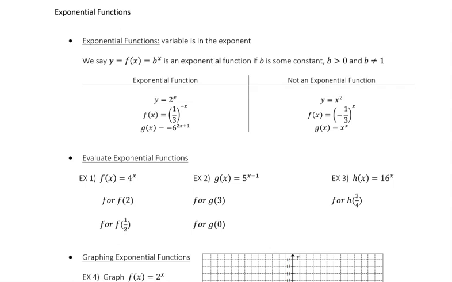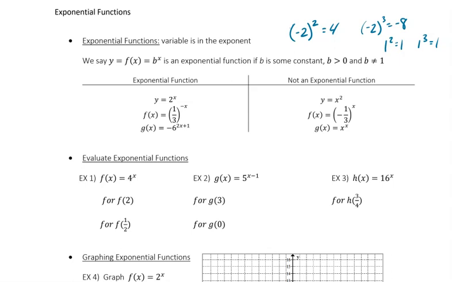long as b is some constant, so some number, b is positive, and b can't equal 1. Because if b were negative, remember negative numbers with exponents behave differently, because if we have a negative to an even or a negative to an odd, that is actually going to change the sign or not. And then we don't count 1 either, because 1 to any power is just 1, so that doesn't really help us too much.